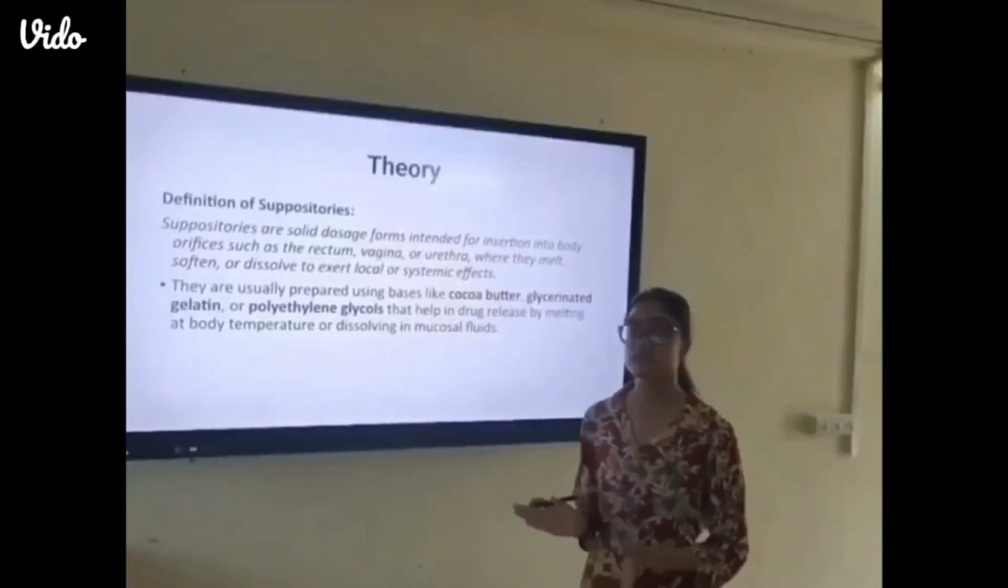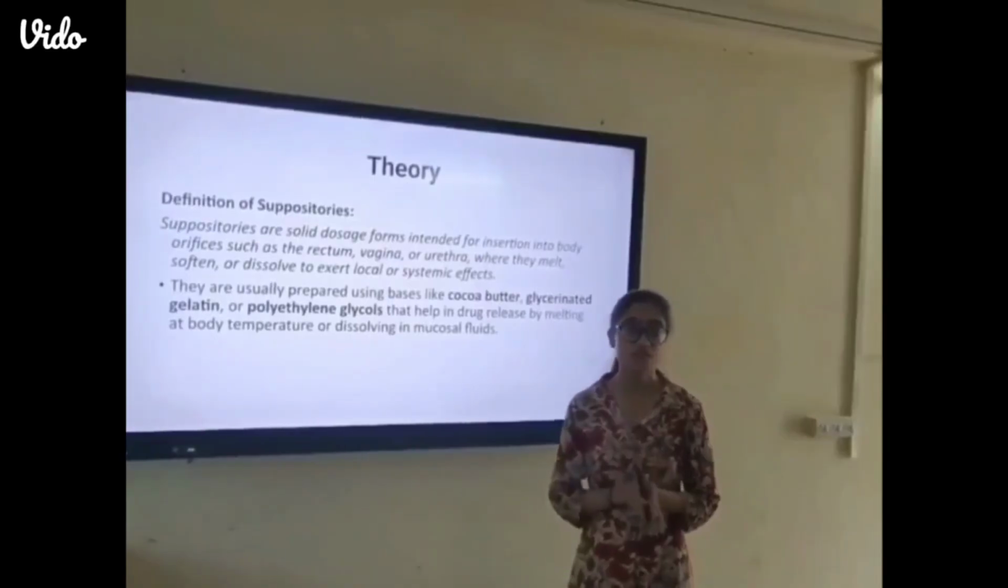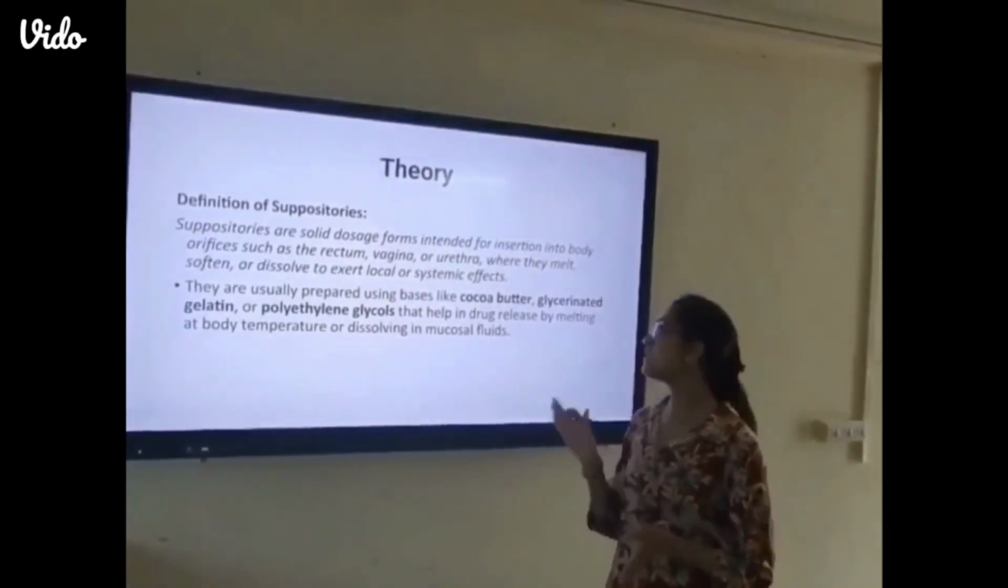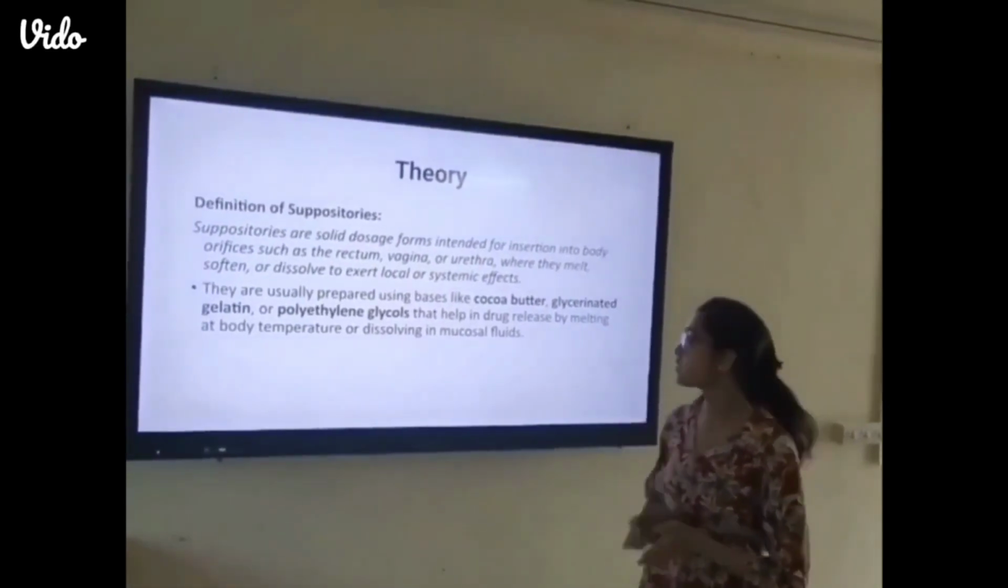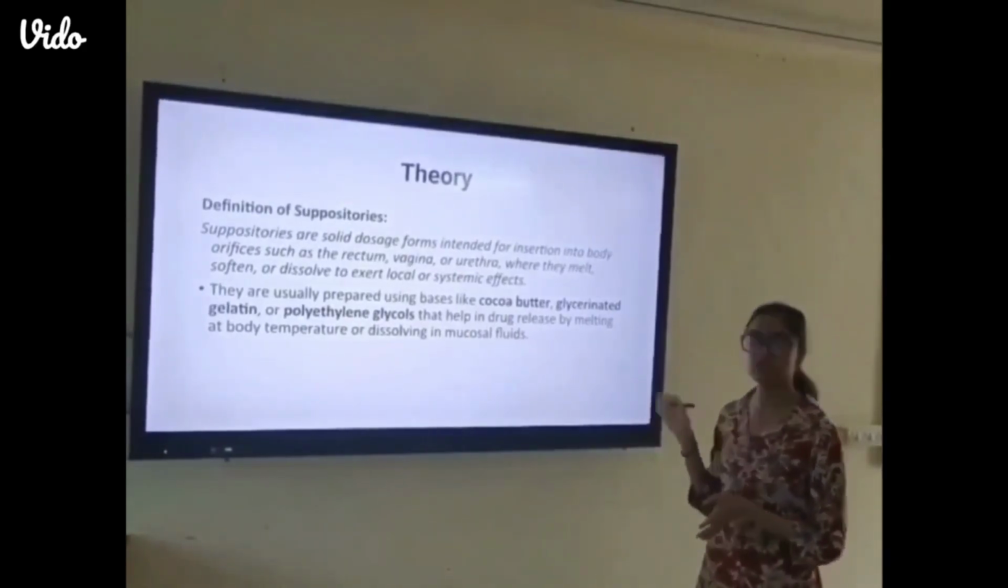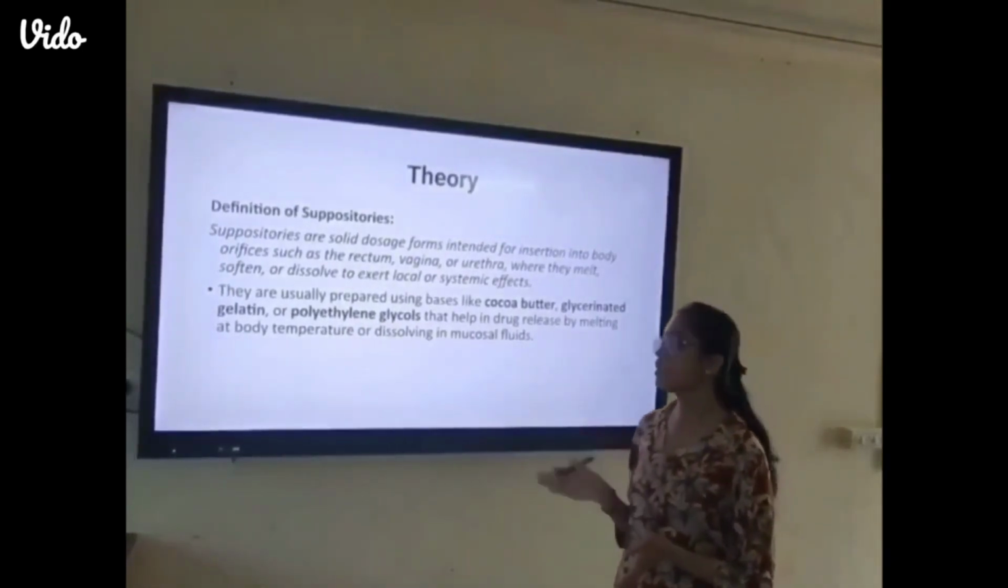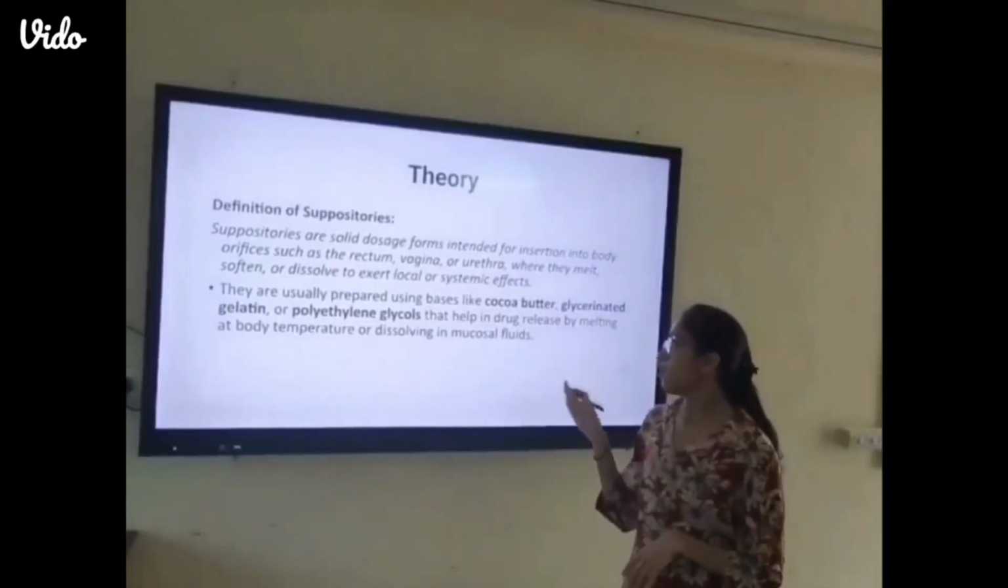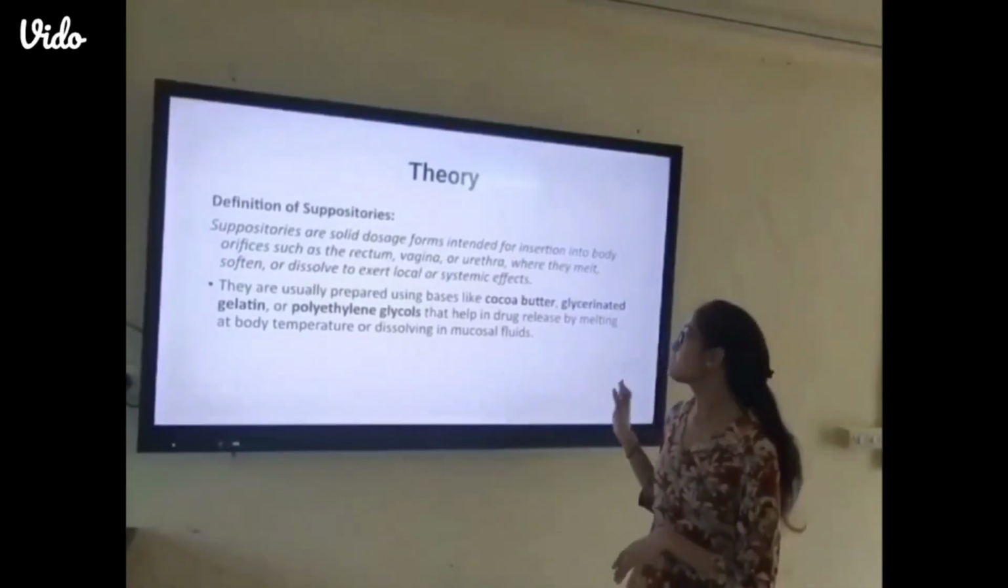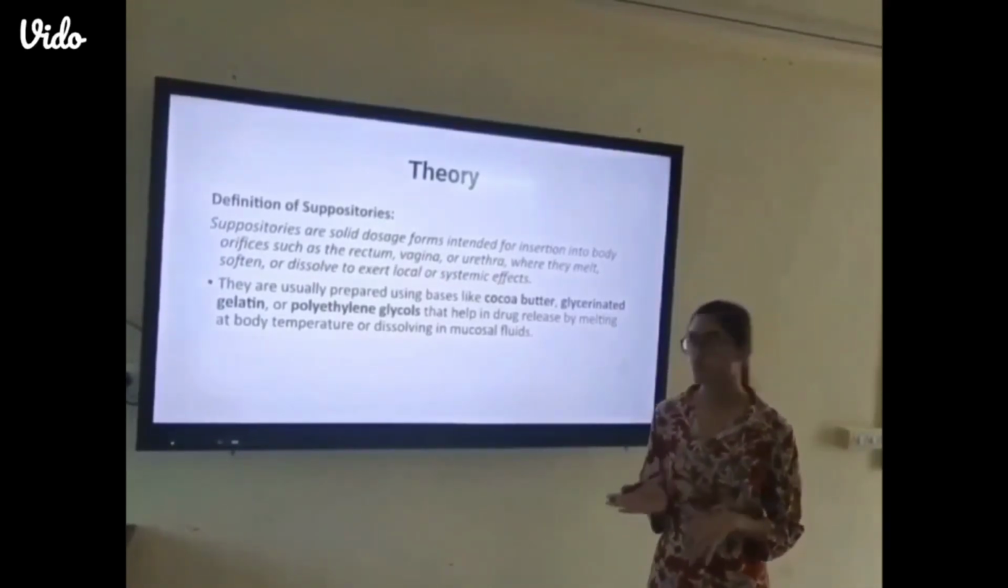So first of all, what are suppositories? Suppositories are solid dosage forms which are meant to be inserted into different body cavities such as the vagina, rectum or urethra, where they melt or soften to dissolve to exert the local or systemic effects of the medicine.